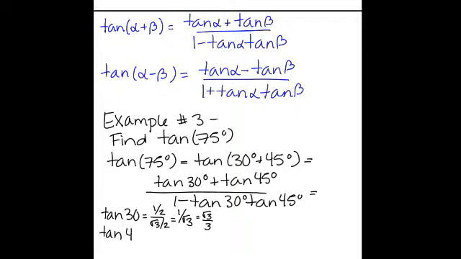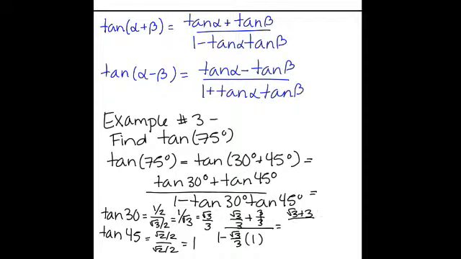And the tan of 45 degrees, that's easier. It's rad 2 over 2 over rad 2 over 2, so it's going to be a 1. So the tan of 30, which is rad 3 over 3, plus 1 over 1 minus rad 3 over 3 times 1. Well, I'm going to change that 1 to make it easier as 3 over 3, because that's the same as 1. So I get rad 3 plus 3 over 3, over, and I'll change this to a 3 over 3, 3 minus rad 3 over 3.